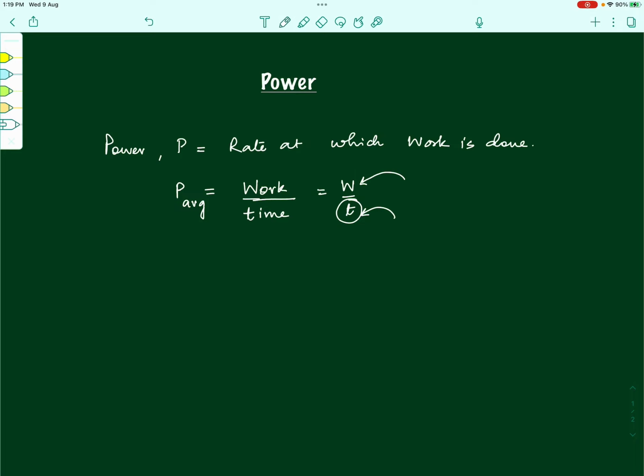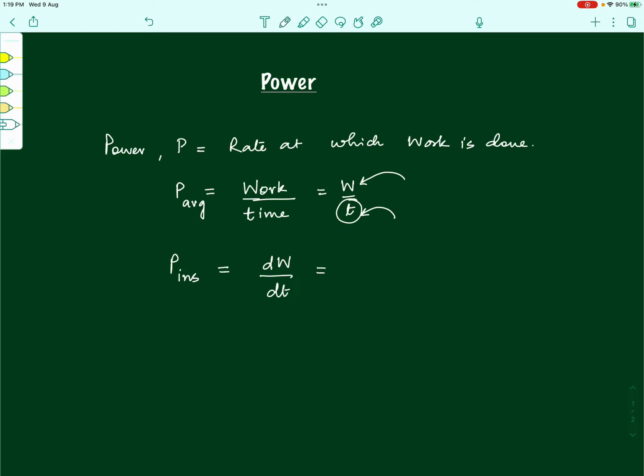If we have to find out the power at a certain instant of time, then what do we do? We say that the instantaneous power will be a very small work done in a very short interval of time dt. So this becomes a more accurate definition of power. The instantaneous power is defined as dW by dt, the rate at which work is done.